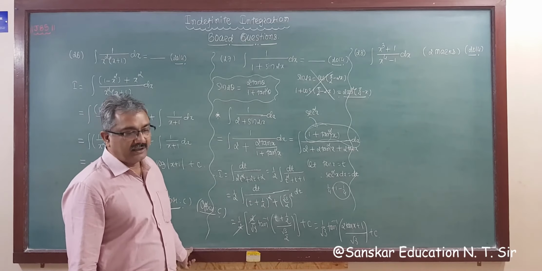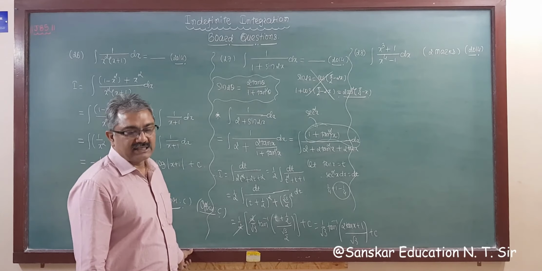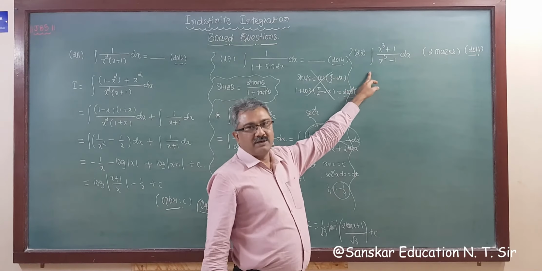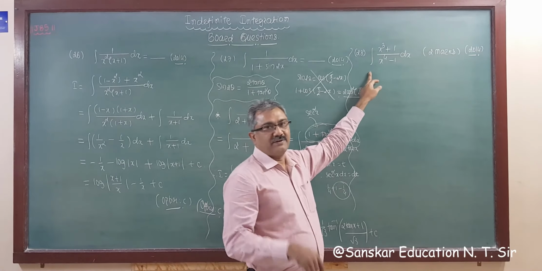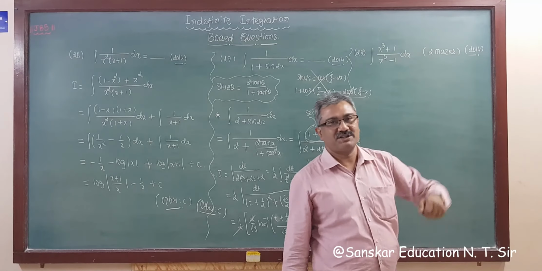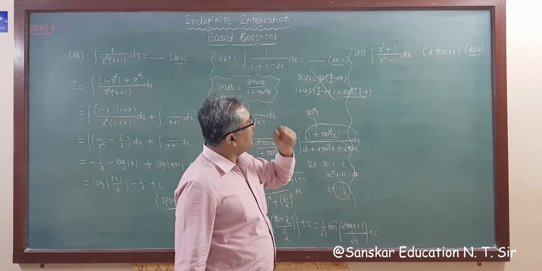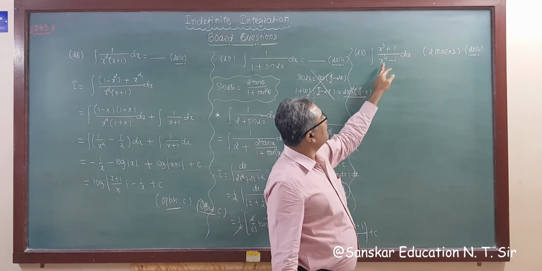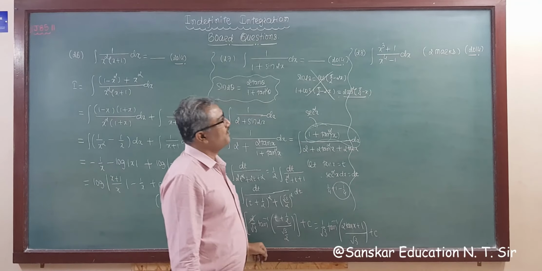Now question number 28, and this is again a 2 marks question, right? See in your PDF, I am writing here 2M. 2M means 2 marks question, right? So x cube plus 1 is in the numerator and in the denominator it's x raised to 4 minus 1.